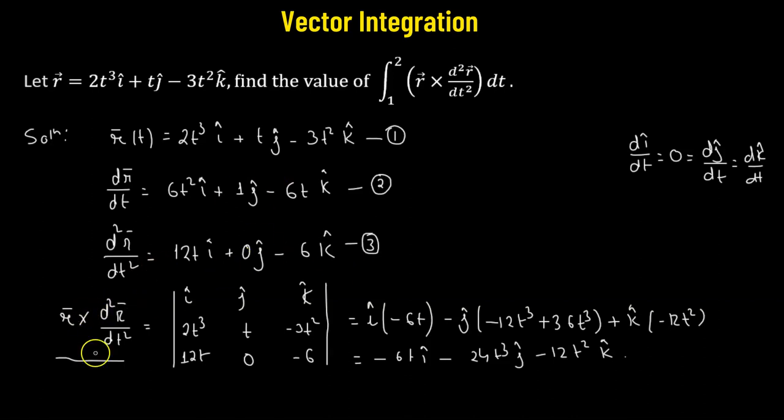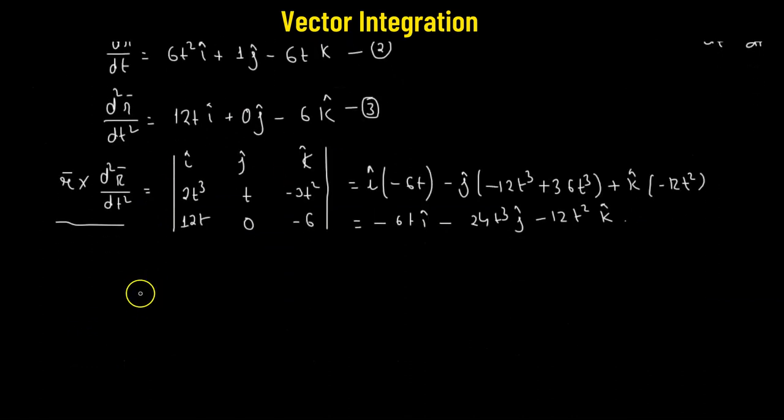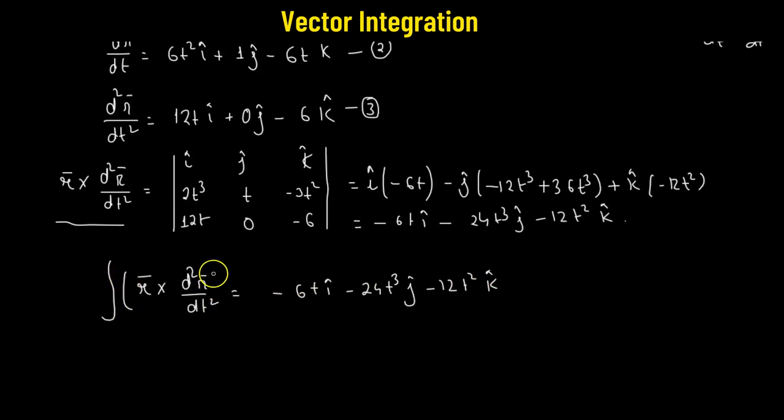Now we can integrate both sides. So let's write it down. We have r vector crossed with its second derivative of r with respect to t, and we obtained the value negative 6t i cap minus 24t cubed j cap minus 12t squared k cap. So we'll integrate both sides with respect to t, with limits going from 1 to 2. Now let's find it out.